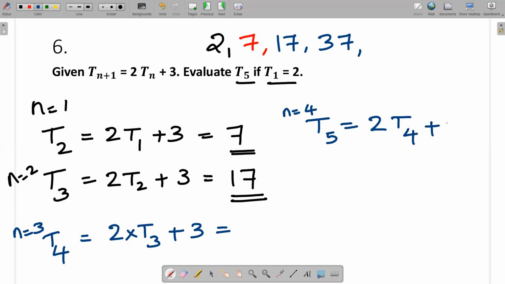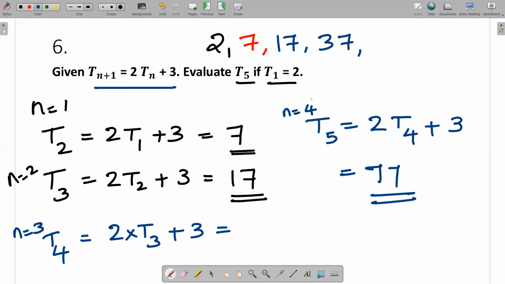2T4 plus 3. So we can see that this value will be 2 into 37, 37 into 2, that is equal to 74. 74 plus 3, that value comes to 77. Got it? So this is something called recursion. Given T1 is equal to 2, using this condition, by proceeding in this manner, we can see that T5 will be equal to 77.